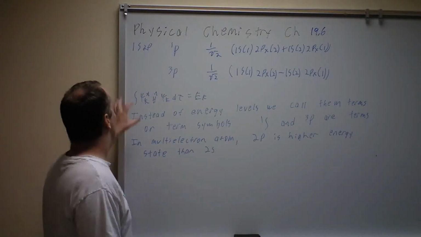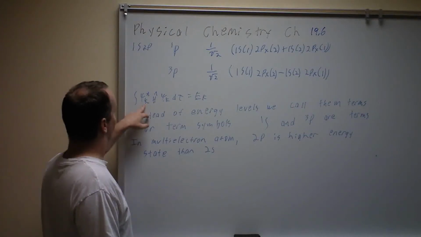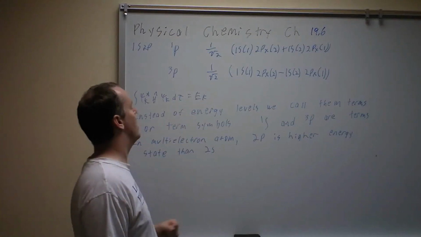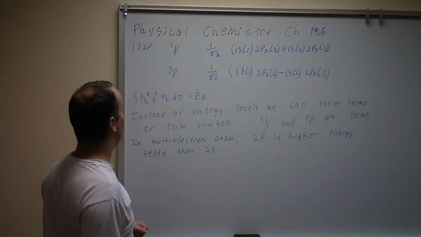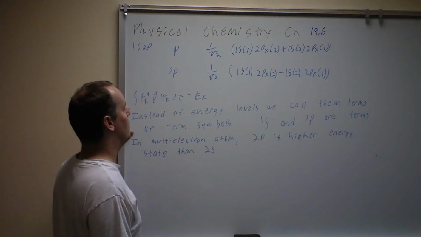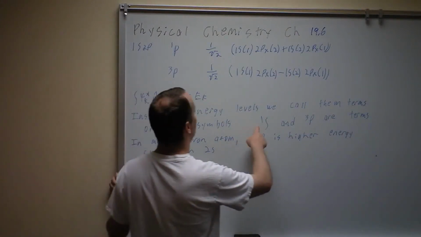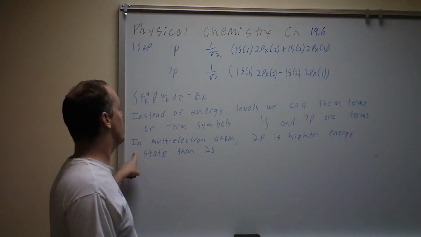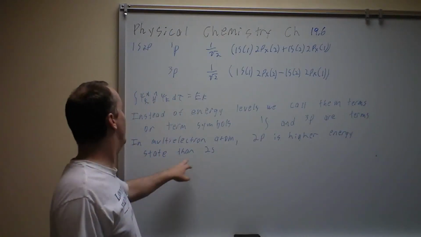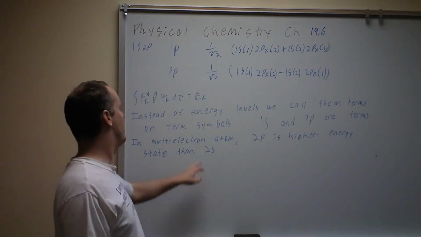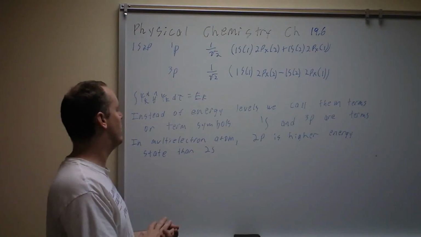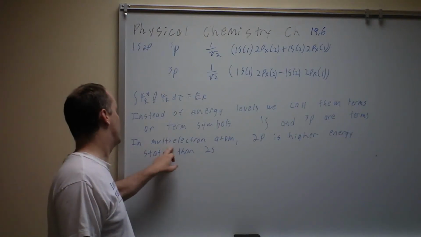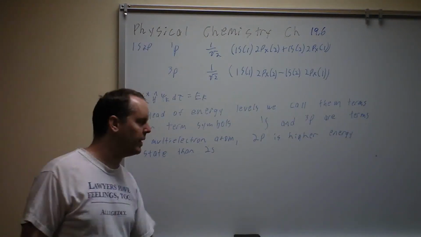So remember, the integral of psi k star, the Hamiltonian, psi k d tau, is equal to the energy of k. Now, instead of energy levels, we call them terms, or term symbols. So like 1S and 3P, these are the terms. Now, in a multi-electron atom, the 2p is actually higher energy than 2s. Remember before with, I think it was the hydrogen-like atom, we showed that they were the same energy level. They were degenerate. But it turns out, due to the electron interaction, they're not really.